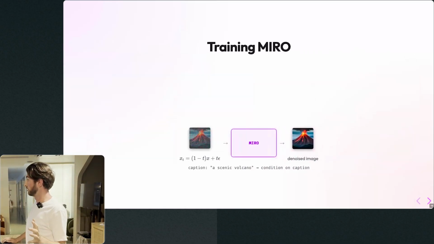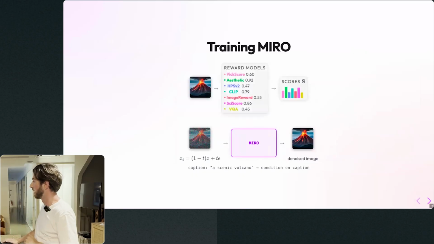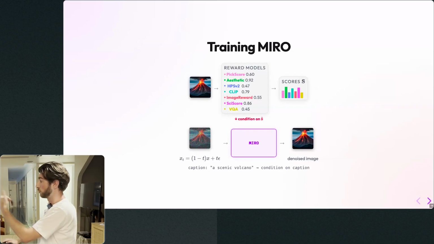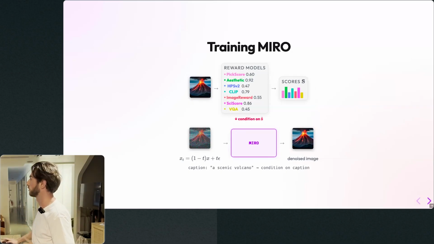So what is the training with the MIRO pipeline? It's the basic training. You take the image, and you ask the model to denoise it. For each image in the dataset, we score it with many rewards, any reward you want. Actually, we have taken all the most famous ones available on Hugging Face. So for each image you have a vector of scores, and you condition the model on this vector of scores.